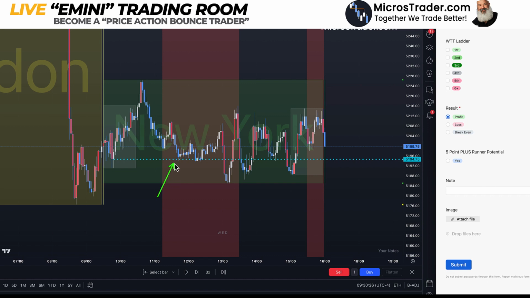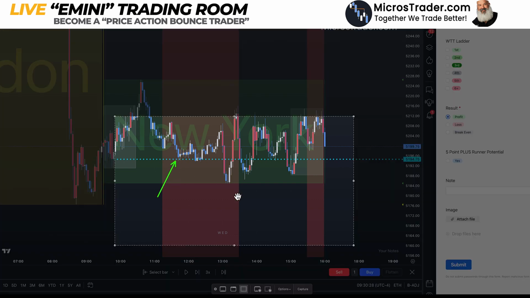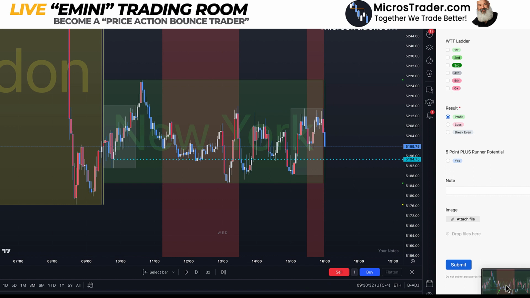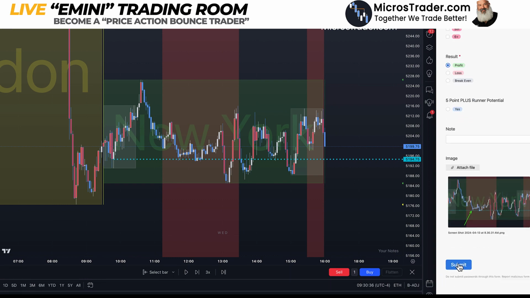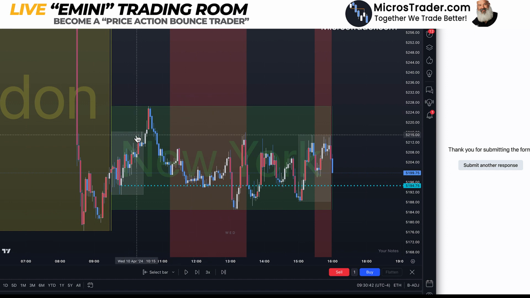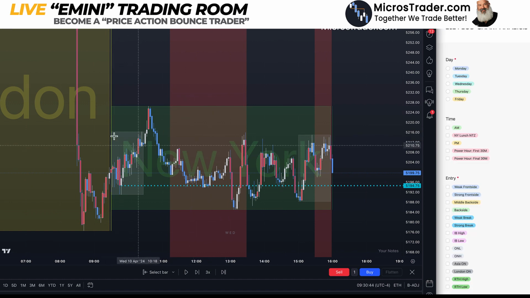So I'm just going to put a little arrow here. I'm going to screenshot this, put it into my Airtable, go submit. Okay. So as far as overnight highs, overnight lows, IB low, IB high, this pretty much covered it.